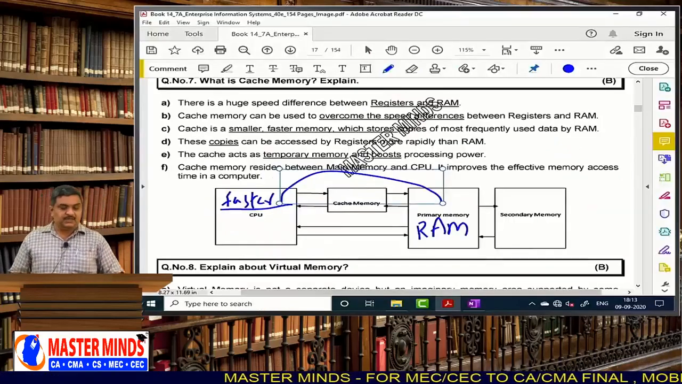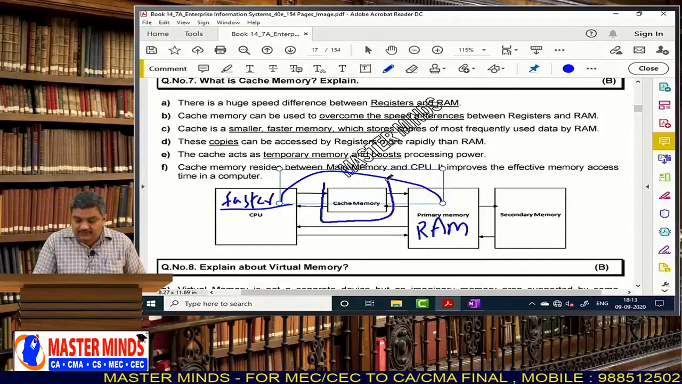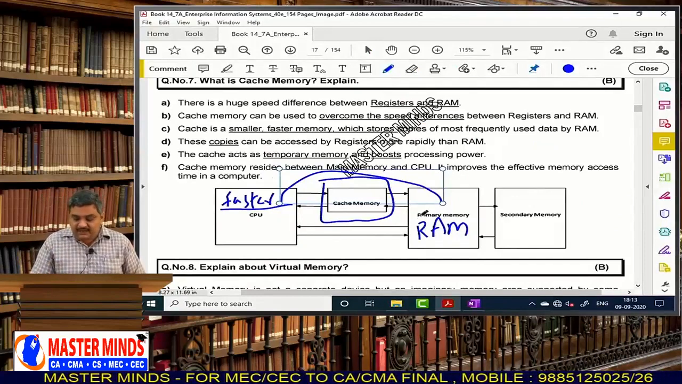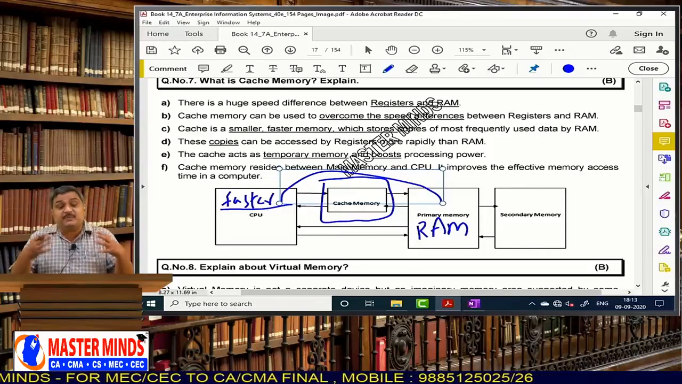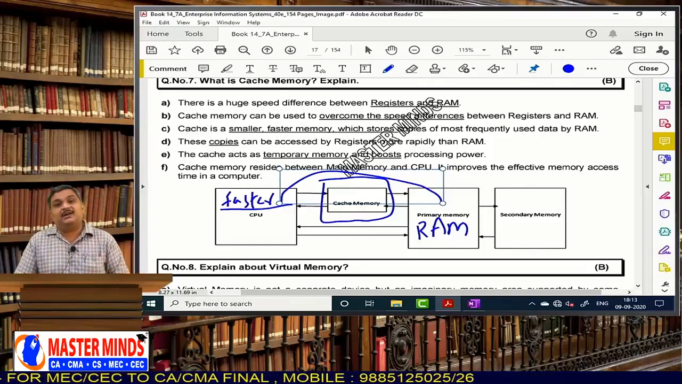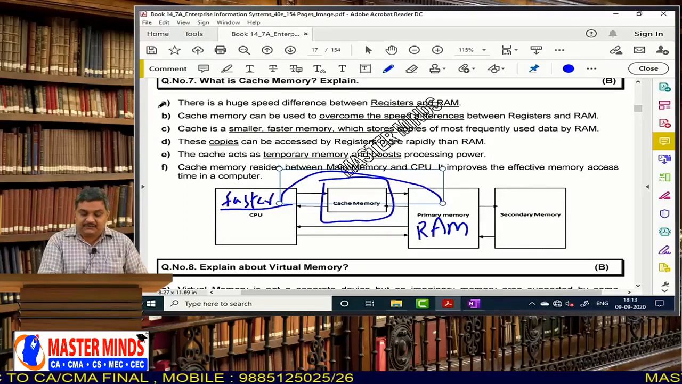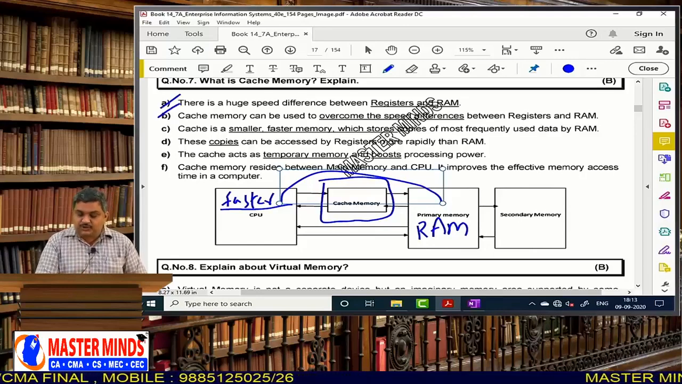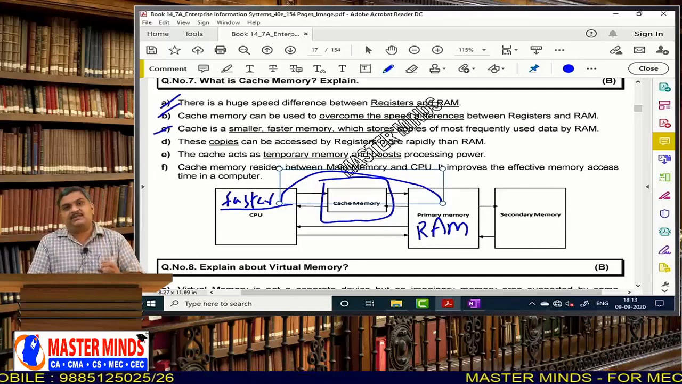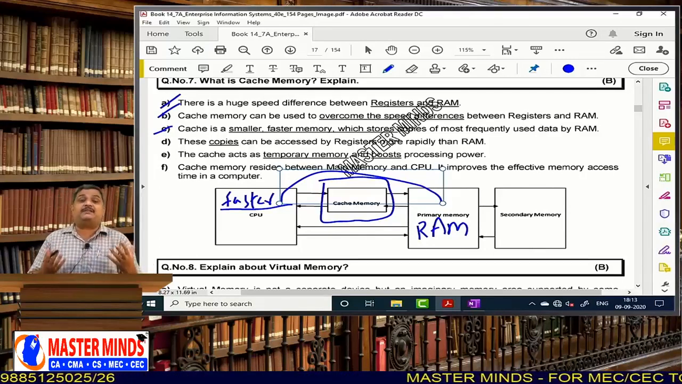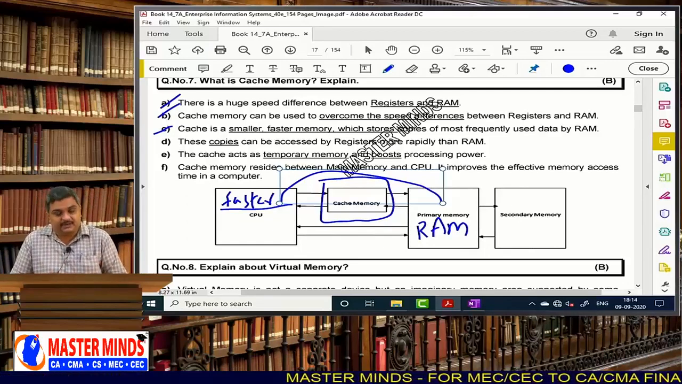Okay? And now what the computer engineers did, they put a small amount of static RAM in between this primary memory and CPU. For what? In order to bridge the speed differences between RAM and CPU. So that is called as cache memory. The first point I have covered, the second point also I have covered, and cache is a smaller, faster memory. It's very small, and at the same time it is very expensive. That is why we call it cache, C-A-S-H, cache memory.